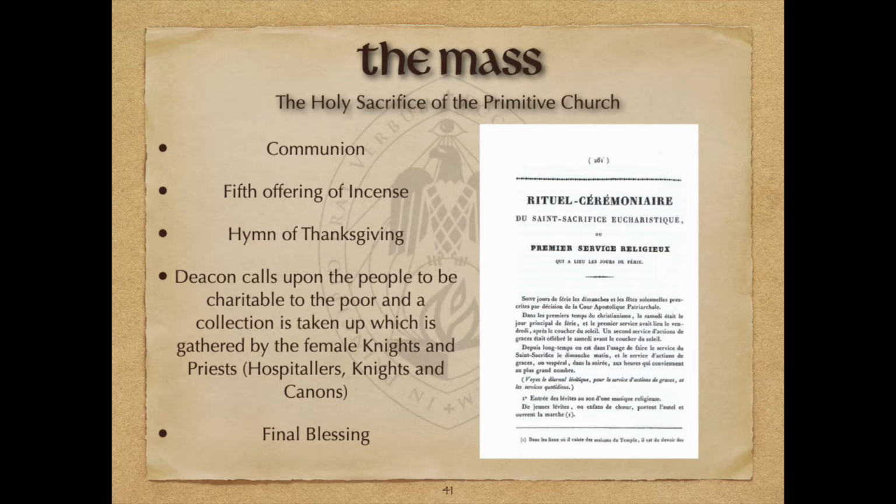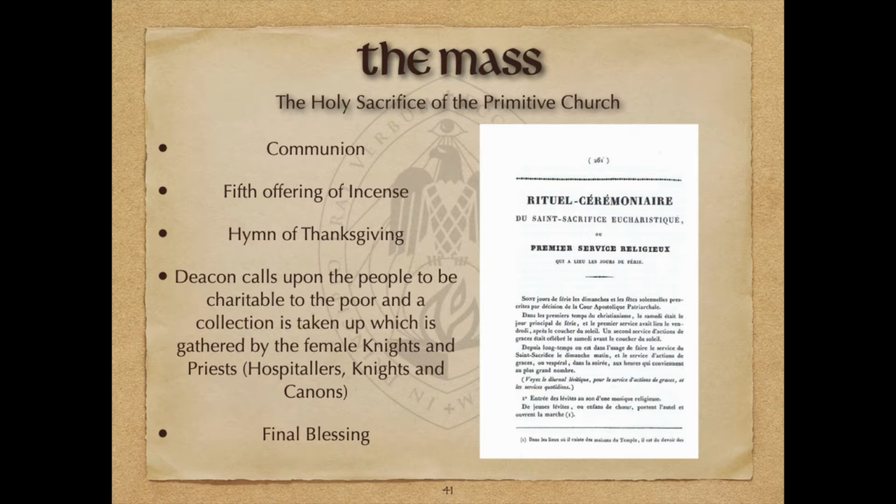Following the fifth offering of incense, you have a hymn of thanksgiving. So these folks seem to like their music because, of course, now music has appeared three or four times in the Eucharist, as part of the offertory, as part of hymns prior to the creed, and of course now we've got a hymn of thanksgiving. When the hymn of thanksgiving is complete, a deacon then comes forth and calls upon the people to be charitable to the poor, and this is when they take up a collection.